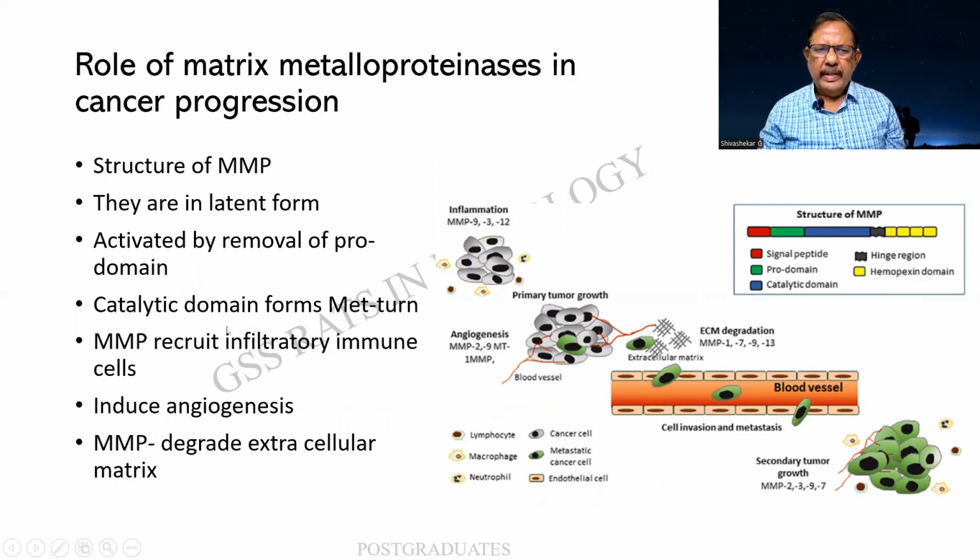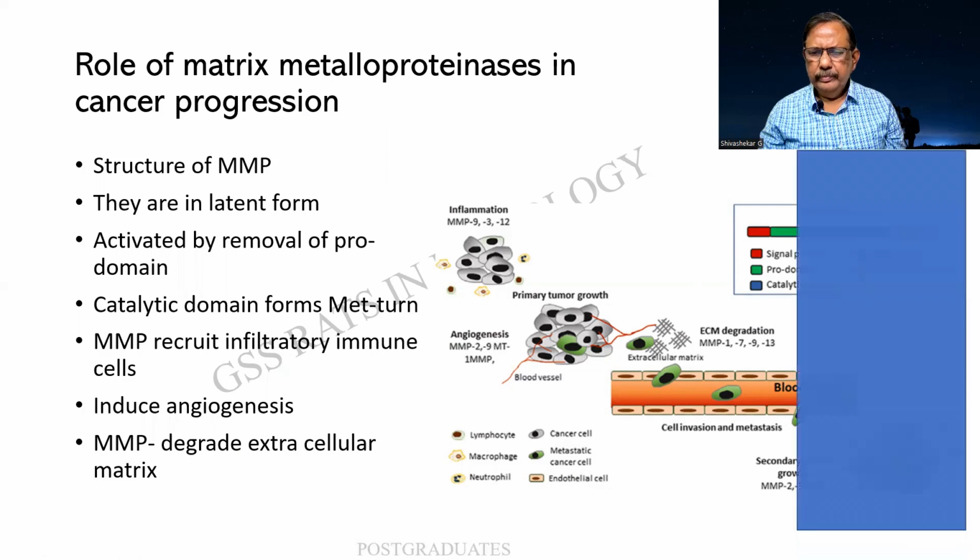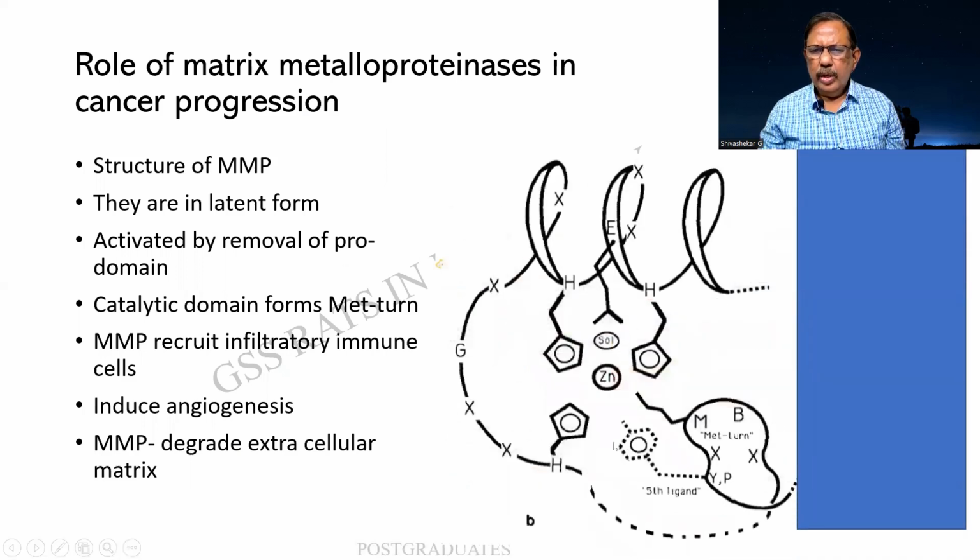And there is a catalytic domain form of metzincin. We'll see what metzincin is. And it can recruit inflammatory cells, promote angiogenesis, as well as degrade the matrix to promote metastasis. So this is what I want.